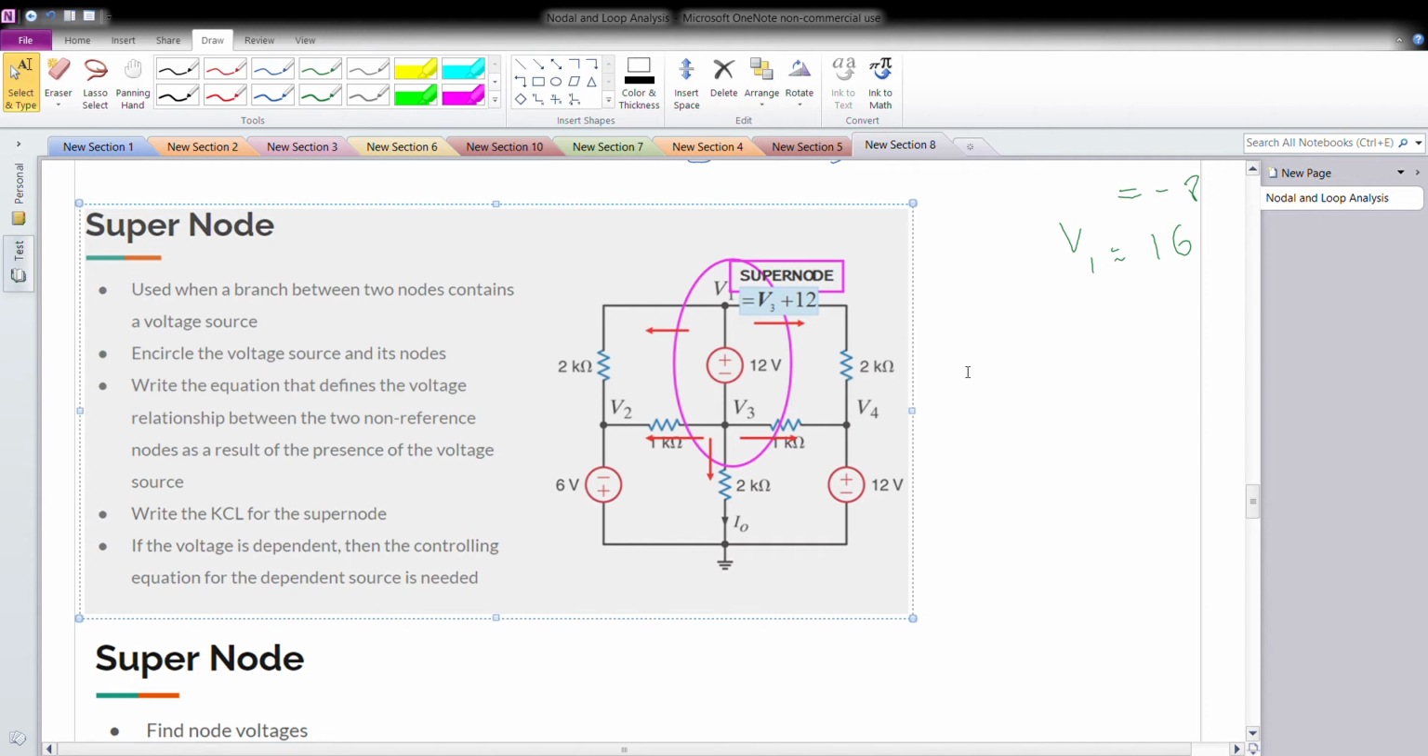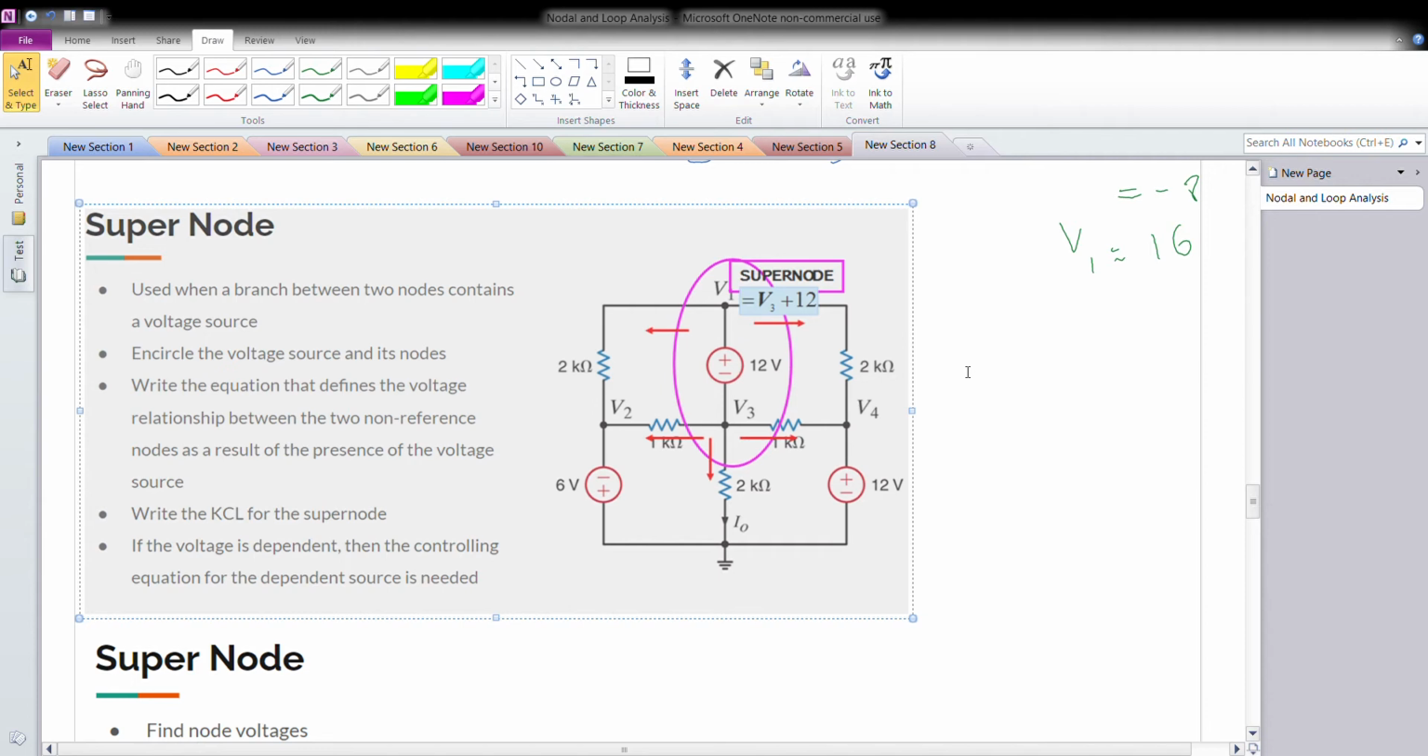If it doesn't have a current defined, but we have nodal voltages, we can easily define the current that's traveling on that branch using the nodal voltage equation, where we say that V initial minus V final over resistance is going to give us the current on that branch, basically.